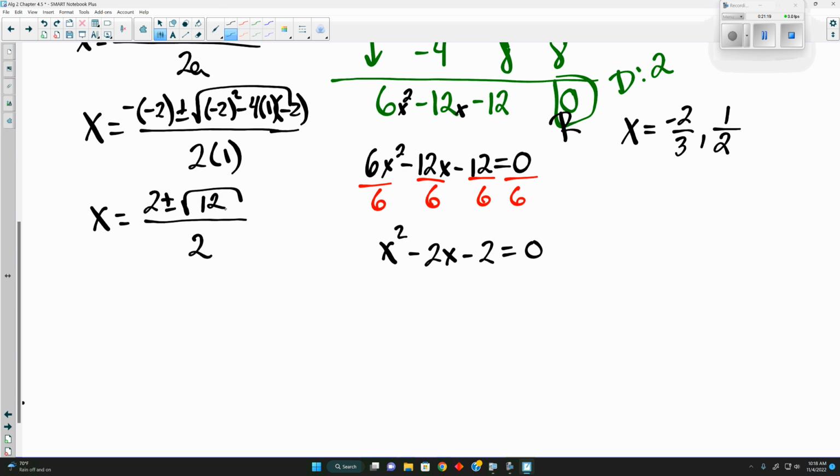Now we can use the other calculator to see. Can we take the square root of 12? And the square root of 12 is 2 square root of 3. So the 30xs will do that for us. We don't have to do that by hand.